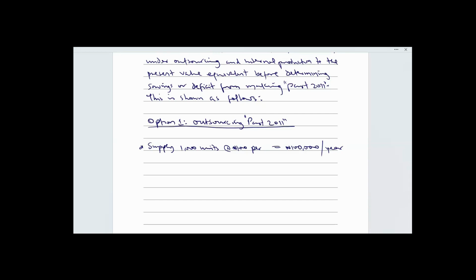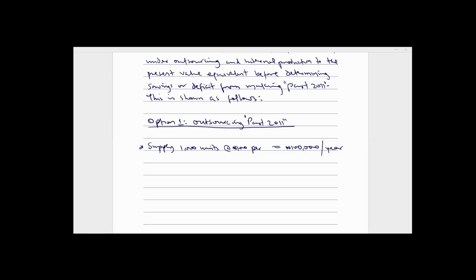So let's go back to the question. The company can begin the supply and continue for 5 years, after which time DG Limited will not need the parts.